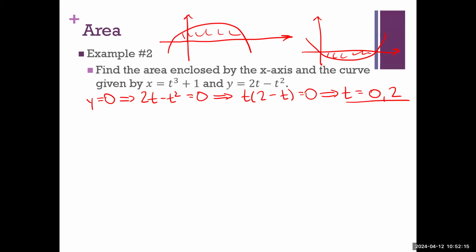Where can I go from there? Okay. Definitely need dx dt. What is that for us? 3t squared. Cool. All right, let's set up the integral. The integral from 0 to 2 of what? So 2t minus t squared, because that is y, times 3t squared dt, because that is dx.